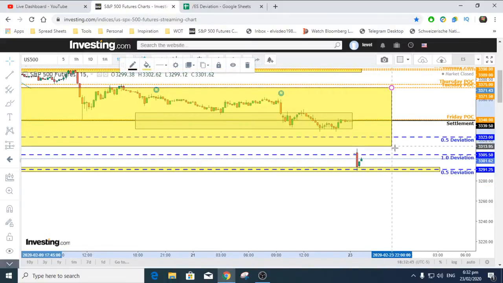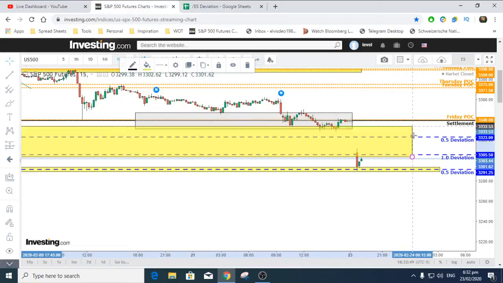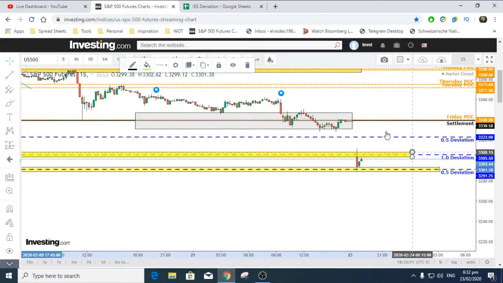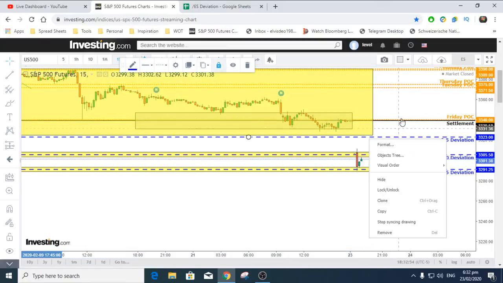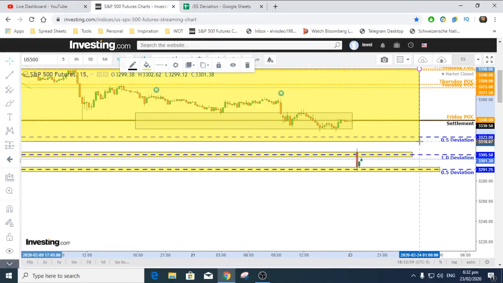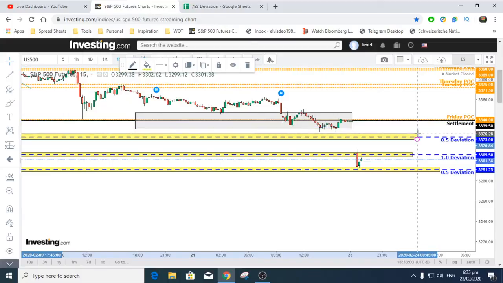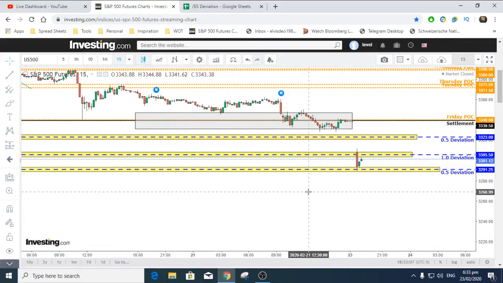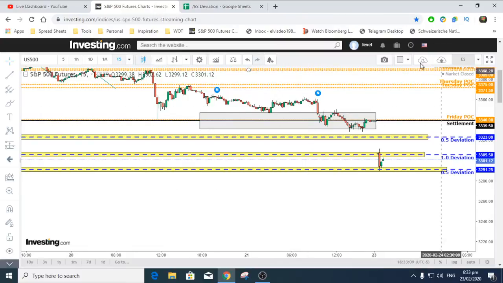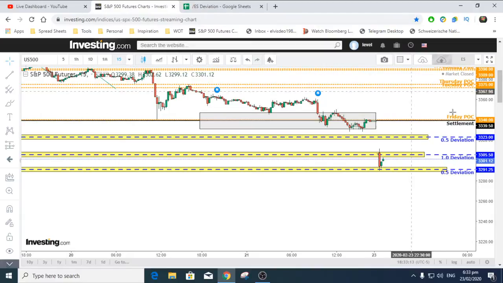You can see how far we're trading away from the 15-minute chart. Oops, not doing that.